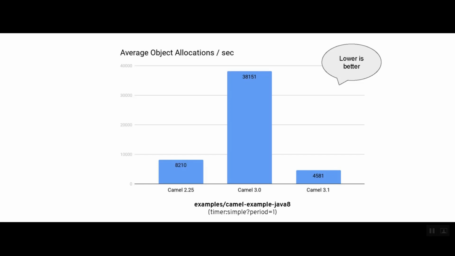This slide shows the average object allocation per second. That means the objects that Camel allocates on the heap while processing messages. This is from an example where it processes 1,000 messages per second. Lower is actually better, so as you can see, something went really wrong in Camel 3.0. It was using way too many objects, and we were able to optimize that quite a lot. We are able to get that 50% faster than in the latest Camel 2 release. So what I'm saying is that if you're using Camel 3.0, please update to 3.1, and you'll get a great Camel again.